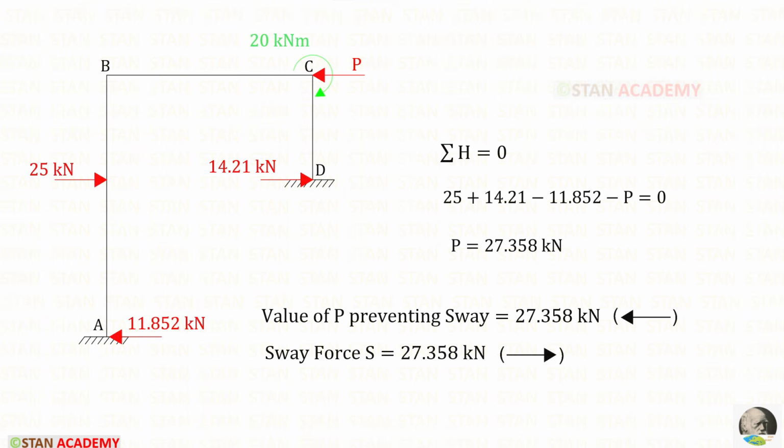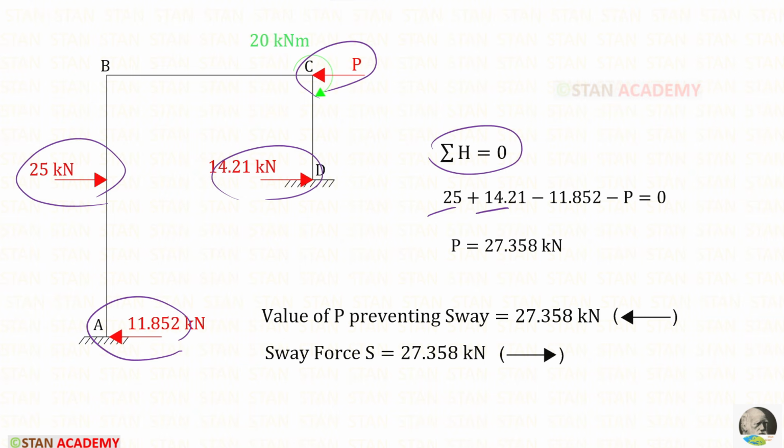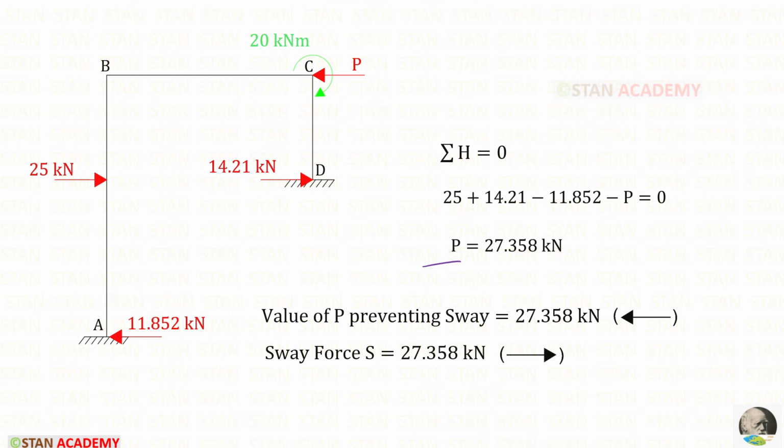Now let us take the frame and apply this rule. These two are acting towards the right side, both of them are positive. And these two are acting towards the left side, so both of them are negative. So for P, we will get 27.358 kilonewton. For P, we have got a positive value. That means our assumption is correct.